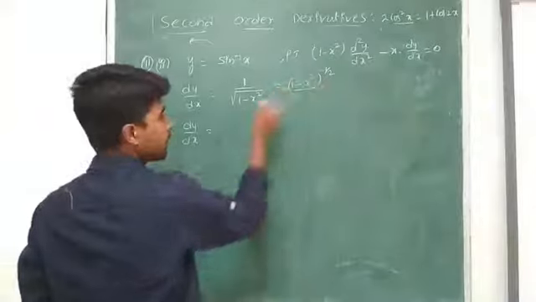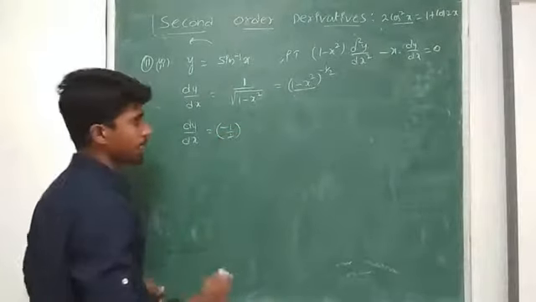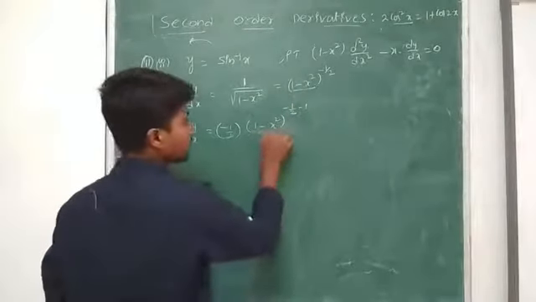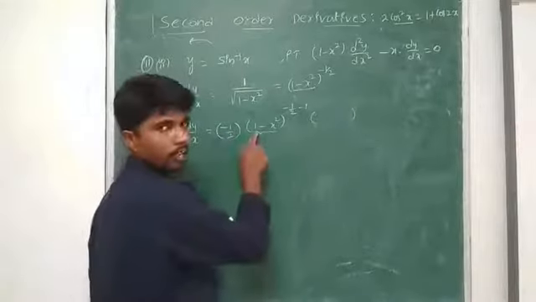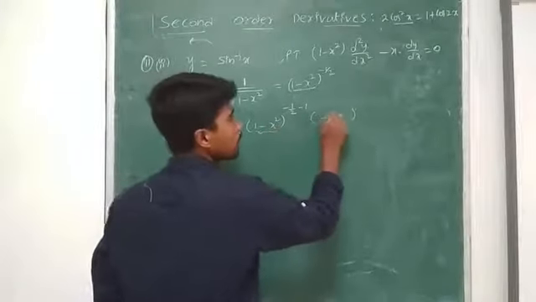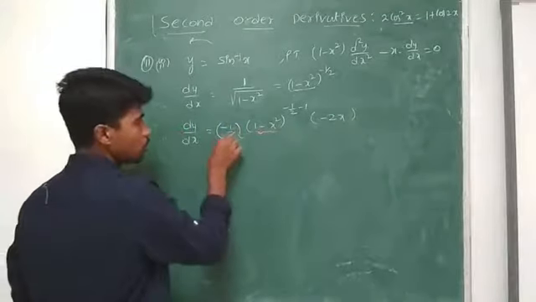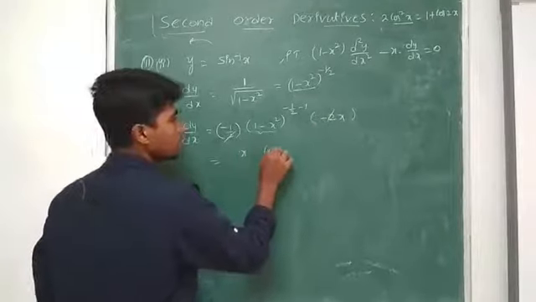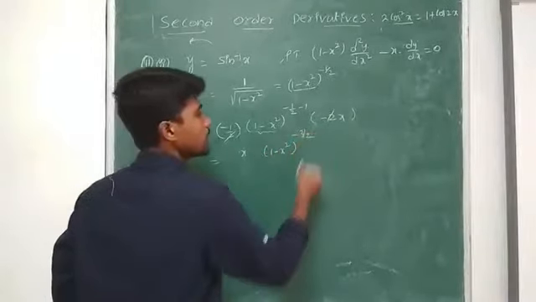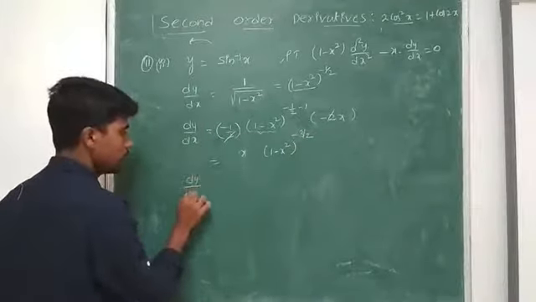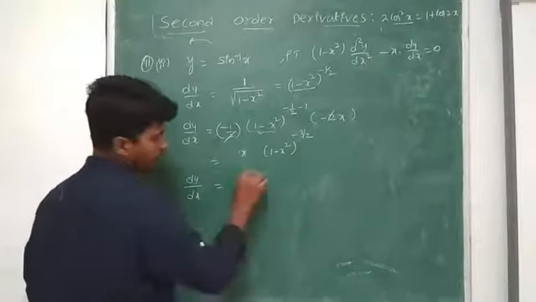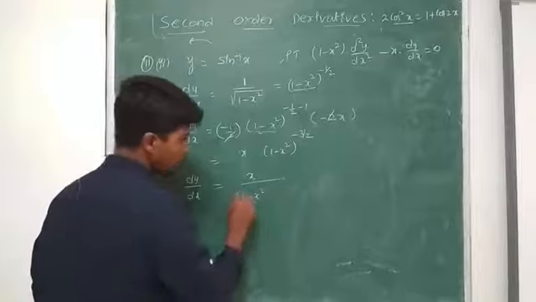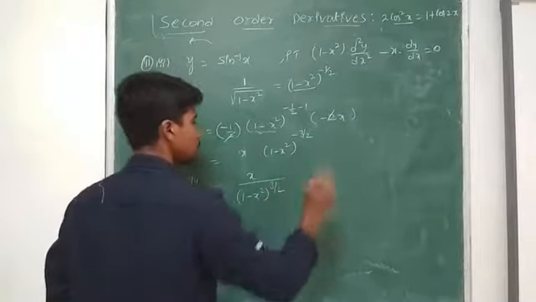Now it is in the form x power n into x power n minus 1, but it is not x, so again its derivative. Derivative of 1 is 0. Derivative of minus x square is minus 2x. Now 2 and 2 get cancelled. Minus into minus plus x into (1 minus x square) power minus 3 by 2. Now dy by dx is equal to x by (1 minus x square) whole power 3.